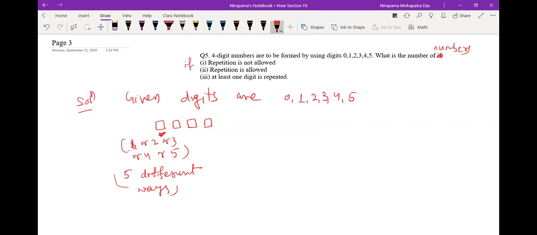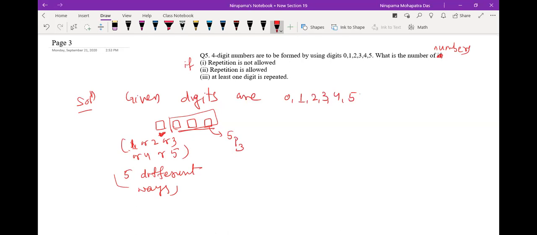Okay. Now remaining 3 places, and we have 0, 1, 2, 3, 4, 5. So out of 6 digits we have used 1. So it means we are having 5 more, right? So when we have 5 more, these 3 places and 5 objects, this can be done in 5P3 ways. So 5 digits in 3 places you have to arrange. So permutation of 5 objects in 3 places, right? So you can have 5P3 ways.